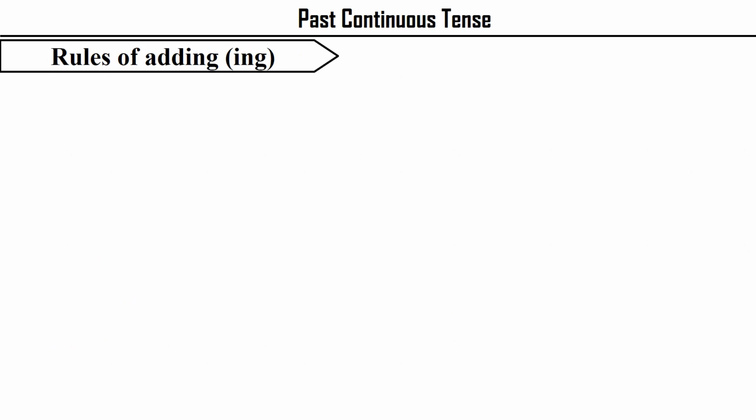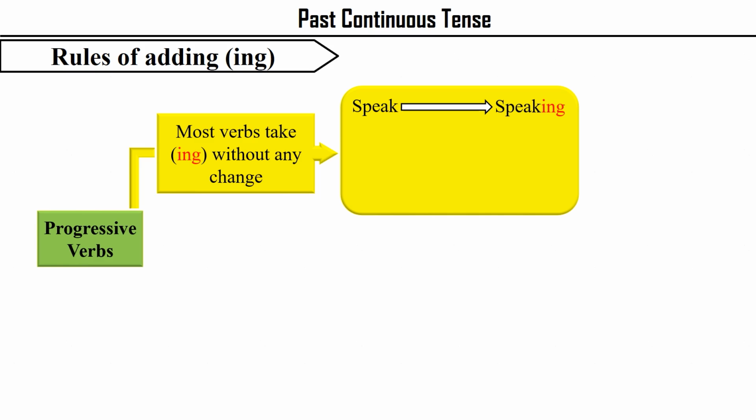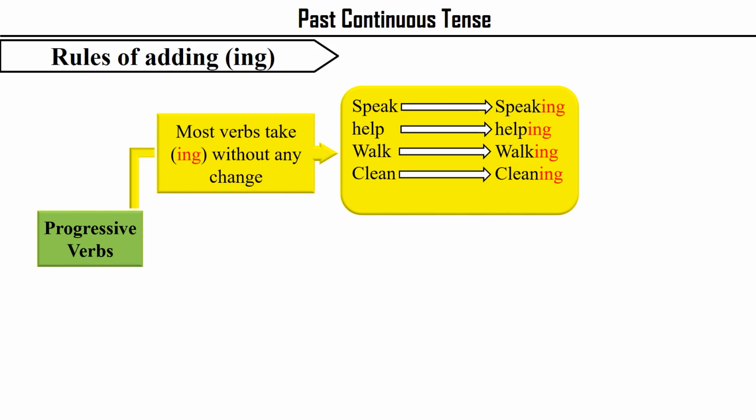Let's move on. Rules of adding ing. How to add ing to the verbs. Progressive verbs. Most verbs take ing without any change. We do not change the spelling of the verbs, but we add only ing. For example, speak becomes speaking without any change. Help becomes helping. Walk becomes walking. Clean becomes cleaning. Cook becomes cooking, etc.